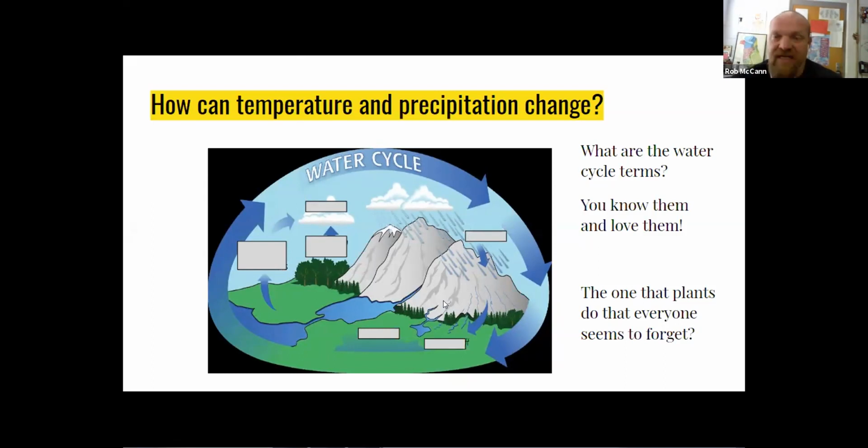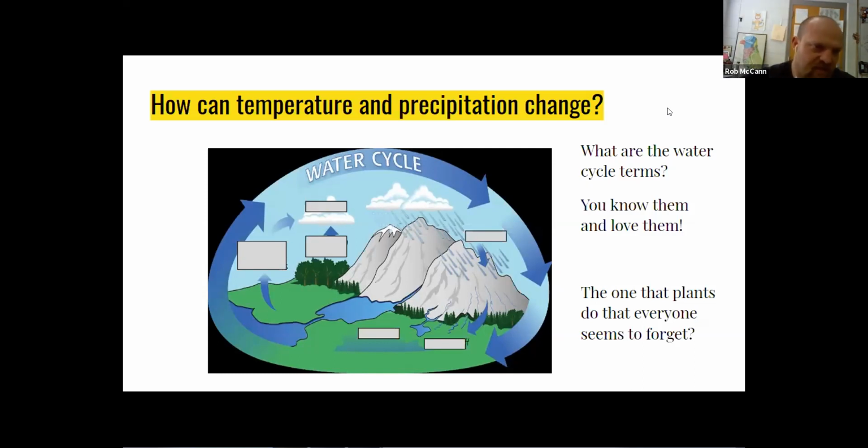So it could be an increase in the rate of evaporation, okay? It could be a decrease in the rate of evaporation, okay? It could be an increase in surface runoff, a decrease in surface runoff, okay? Those are some things that are going to happen when we are trying to describe climate change, okay?